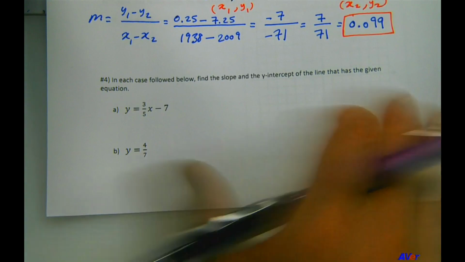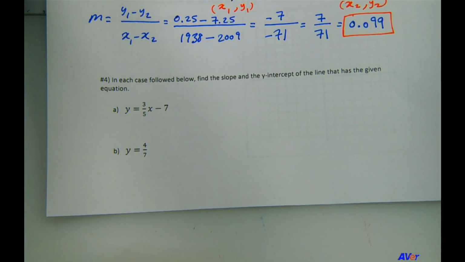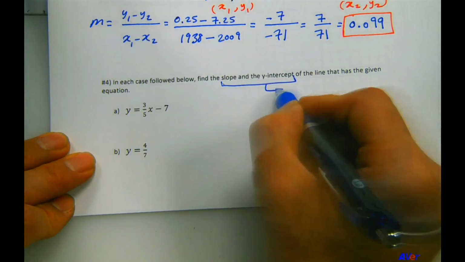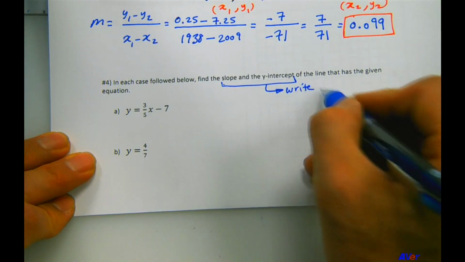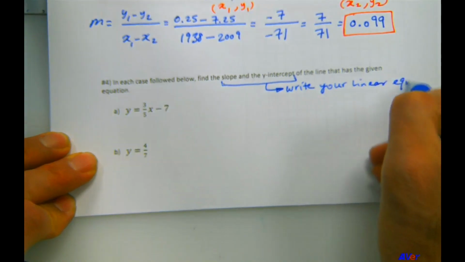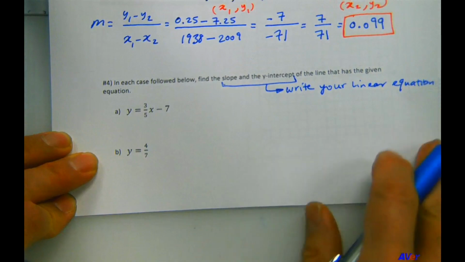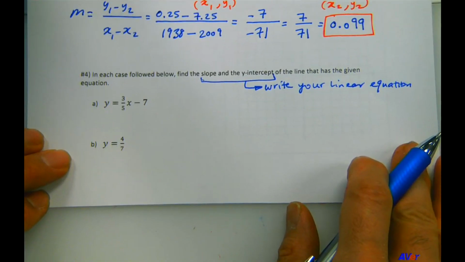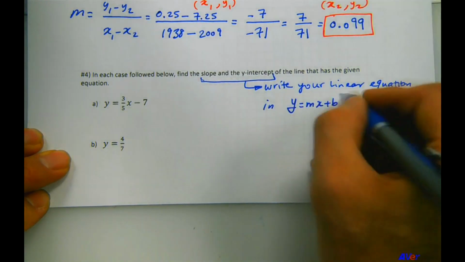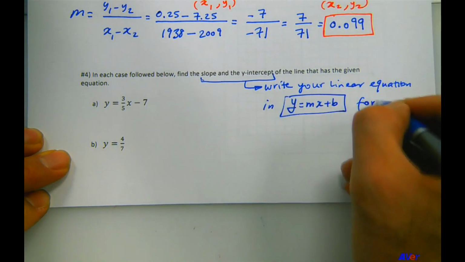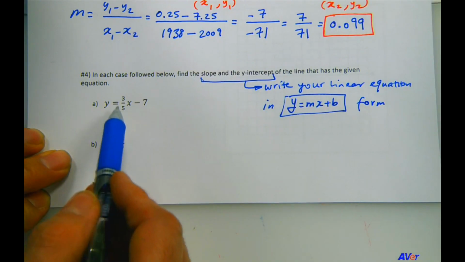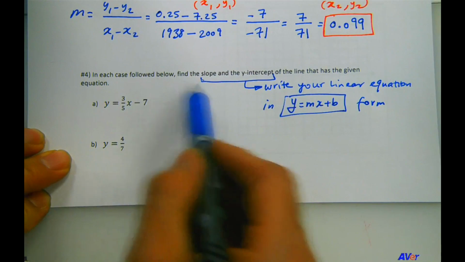Okay, so here it says, in each case below, find the slope and the y-intercept of the line that has the given equation. Remember, every time they ask you for the slope and the y-intercept, write your linear equation in y equals mx plus b form. Because once you write the equation, if it is already in that form, which is this one, then you're fine. Then you simply write down the slope and the y-intercept.